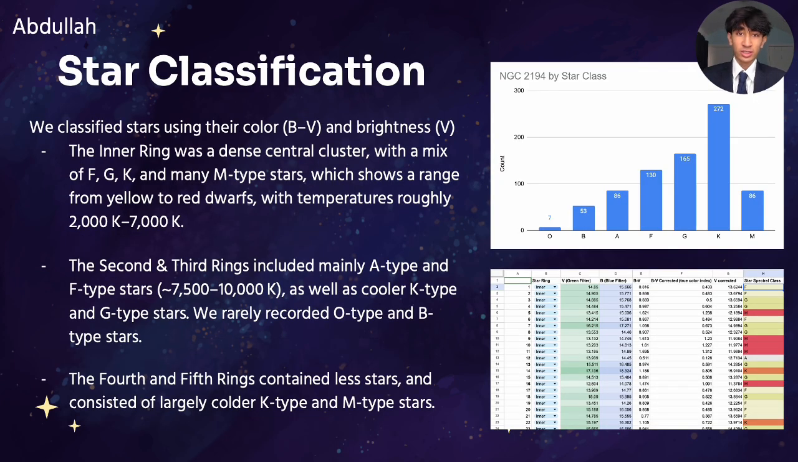We classified stars using their color and brightness. The inner ring was a dense central cluster with a mix of F, G, K, and many M-type stars, which shows a range from yellow to red dwarfs, with temperatures roughly 2 to 7,000 Kelvin. The second and third rings included mainly A-type and F-type stars, as well as cooler K-type and G-type stars. We rarely recorded O-type and B-type stars. The fourth and fifth rings contained fewer stars and consisted of largely colder K-type and M-type stars. The histogram on the right displays that K-type stars were the most common within our cluster.